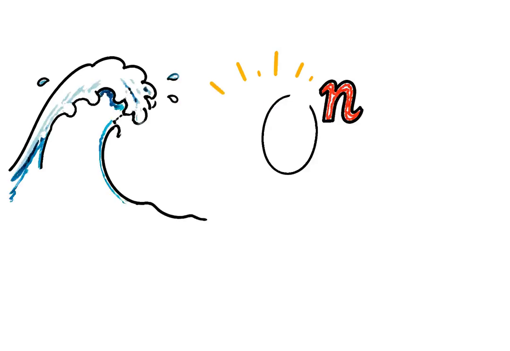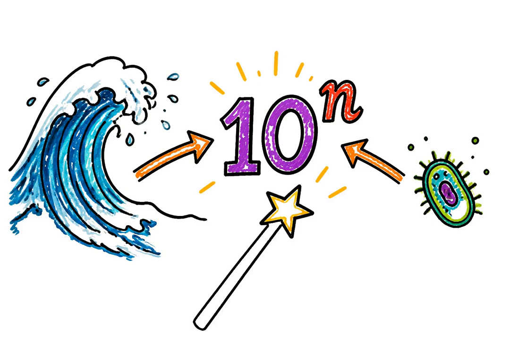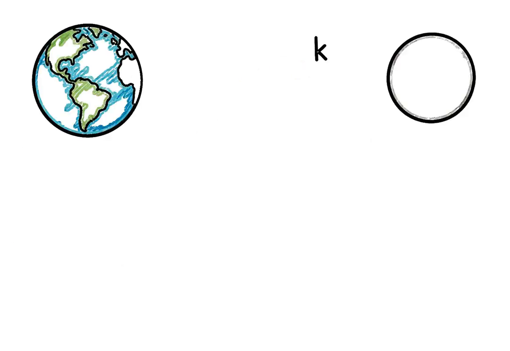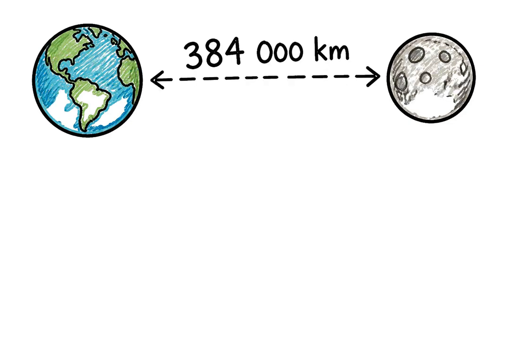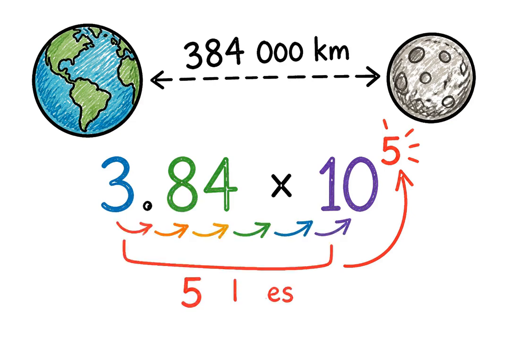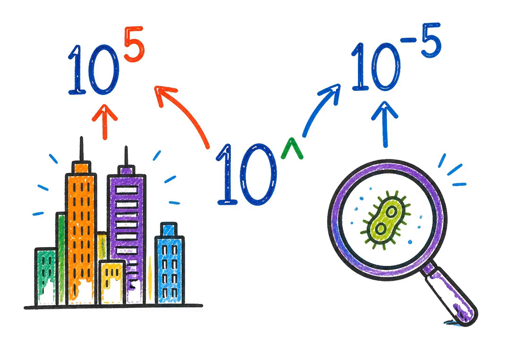This is where these tools truly shine. Scientific notation uses powers of 10 to tame massive and microscopic numbers. The moon is about 384,000 kilometers away. We write that as 3.84 times 10 to the power of 5. The 5 tells you we move the decimal 5 places. A positive exponent means a big number. A negative one means a tiny fraction.